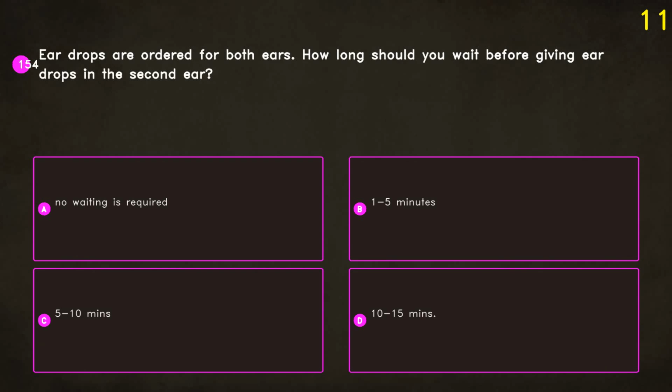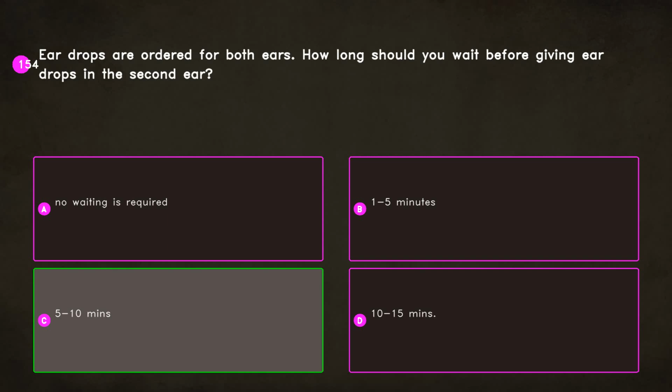Question 154. Ear drops are ordered for both ears. How long should you wait before giving ear drops in the second ear? A. No waiting is required B. 1 to 5 minutes C. 5 to 10 minutes D. 10 to 15 minutes. The correct answer is 5 to 10 minutes.